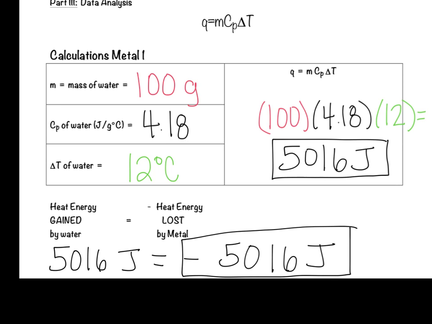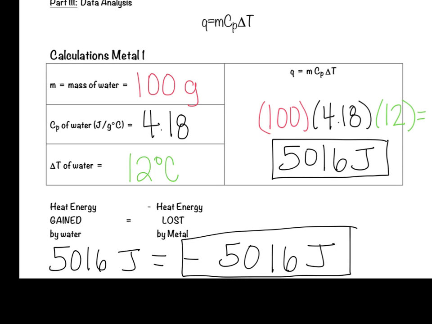Once you have everything written down, you're going to multiply these things together: the mass of your water, the specific heat of the water, and your change of temperature for the water. That's going to give you a number. For my sample data, it's 5,016 joules. When you get your number, put it in a big box, because that's a very important step.